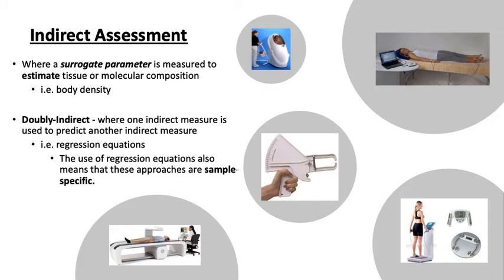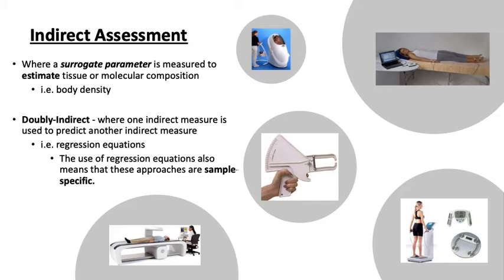The use of regression equations also means that these approaches are sample specific, so you want to pick the best linear or regression equation for your population. For example, the BOD pod, which is at the top, and looks like a little spaceship, provides one output, and this is body density. Then the machine actually takes the body density and puts it into one of 3 or 4 regression equations that are inherent to that machine. So the BOD pod system does that.